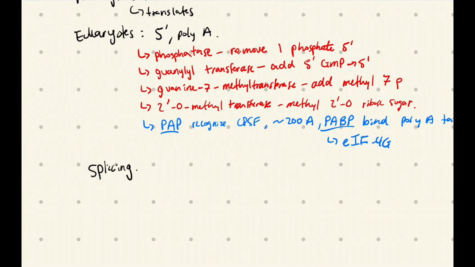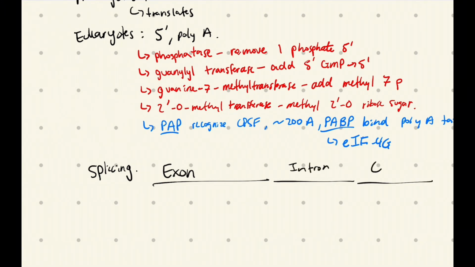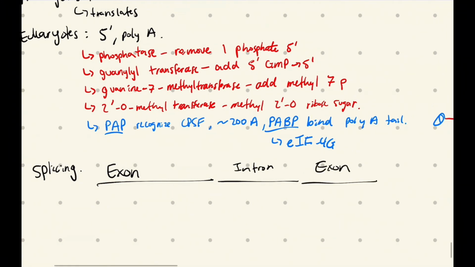Splicing is going to be in eukaryotes. And basically for splicing, you're going to have an exon, right? And then you're going to have an intron. And then you're going to have another exon. And remember that exons are important, right? So exons are what you need to make the protein that you currently want to make. Introns are what need to be removed, right? So for splicing, you're essentially just cutting out this intron.